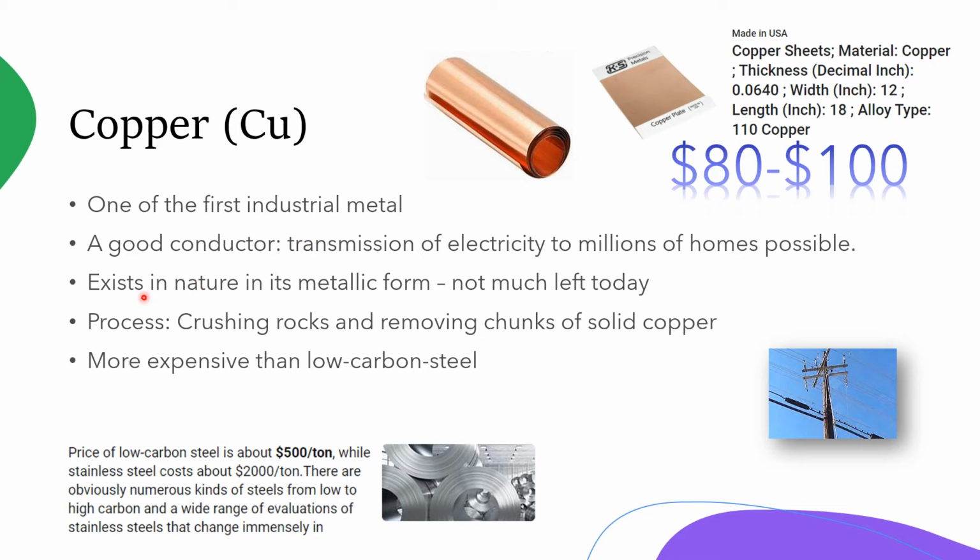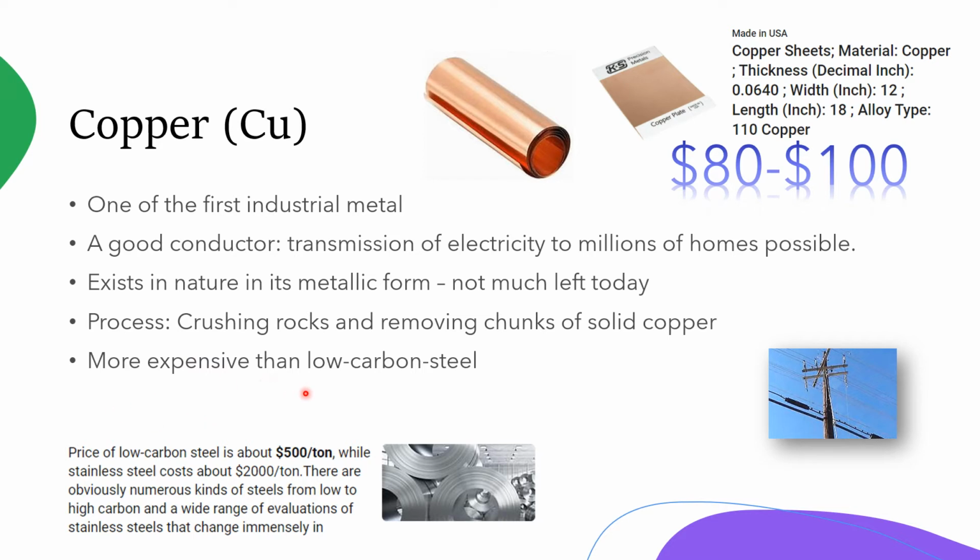Anyways, copper exists in nature in its metallic form, so you can get copper in a metallic form straight out of the ground. But we don't have it anymore, because we've been living here for a long time, and since ancient times they've been digging it out. So how do you refine the naturally existing copper in metallic form? We crush the rocks, and then we remove the chunks of solid copper. That's how we refine the natural copper found in the ground.